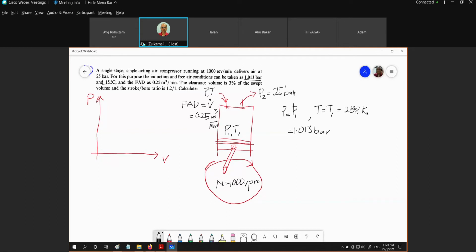Doctor, for the FAD value, is it always given, or is there a way to calculate it? It all depends. Sometimes you are asked to calculate or get the FAD. There are questions where you have to get the FAD based on VA minus VD. For this particular question, it's given, but in some other questions it is not given, and you must get the FAD.